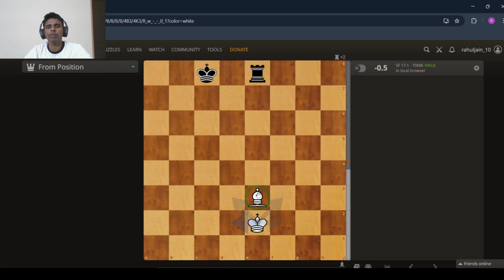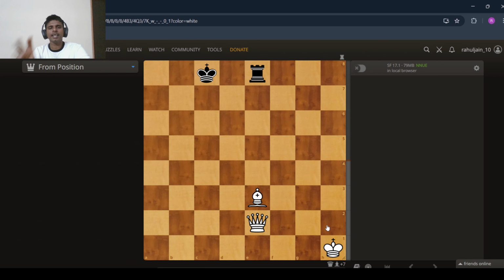This bishop can't move anywhere. If it moves, it's illegal because it's a check. We can't move the bishop. So this is called an absolute pin. The mobility of the piece, the movement of the piece, is cancelled out.